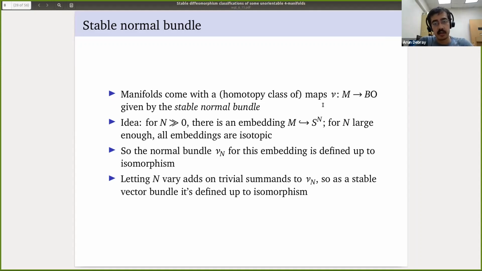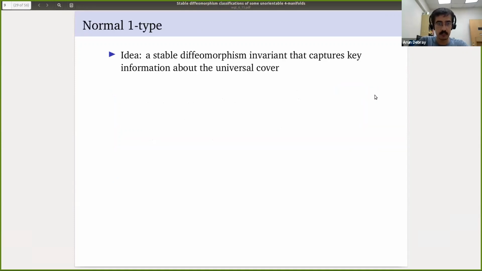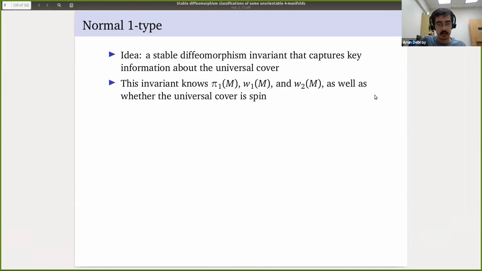Finally, we had to choose n, and that's not great. If you increase n, you're adding on trivial summands to the normal bundle, just like the normal bundle for S^n inside S^(n+1). So the stable equivalence class of this vector bundle is defined, and therefore we get a homotopy class of maps to BO. From this, we're going to build a stable diffeomorphism invariant, which captures key information about the universal cover. It knows pi1, and it knows the first 2 Stiefel-Whitney classes, as well as whether the universal cover of your manifold is spin.